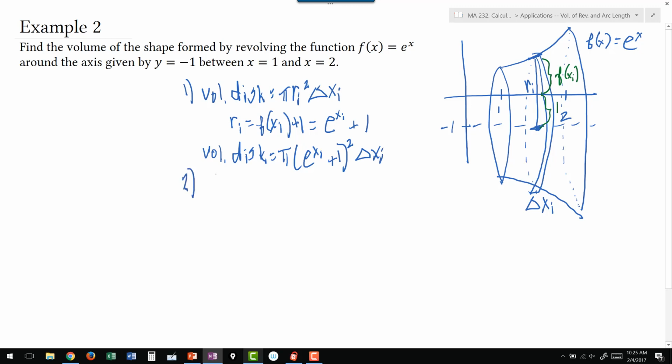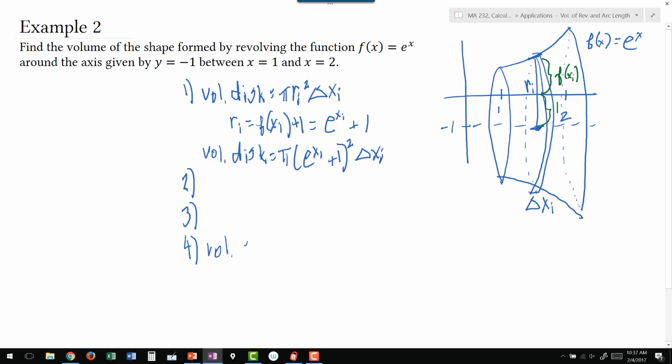Now ordinarily our second step would be to add up the contributions of all of our disks. So we'd have the sum i equals 1 to n and so on. Then our third step would be to take a limit as n goes to infinity of that sum. We can save a little bit of writing, and hopefully this will be okay. We're going to go straight to the resulting integral.